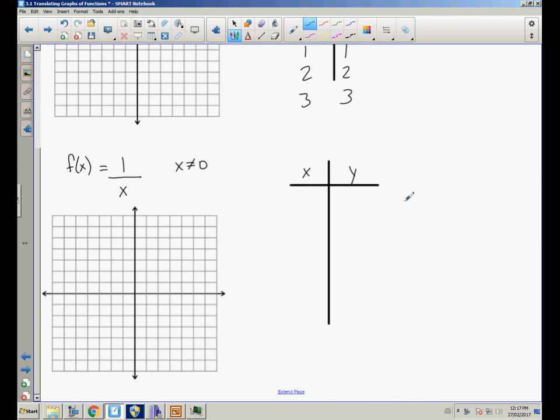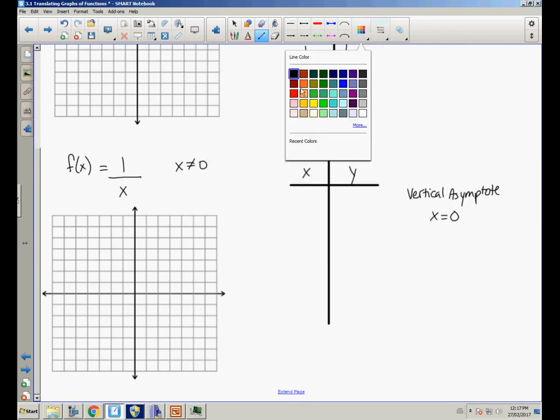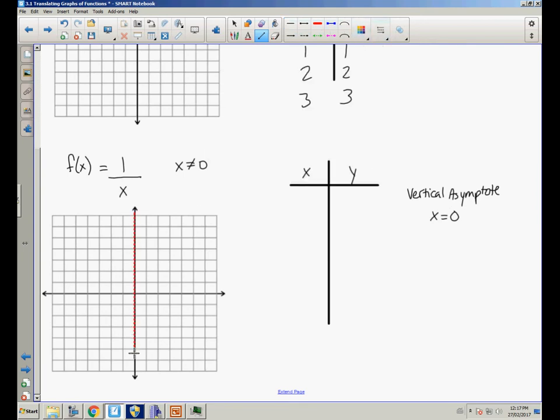So we're going to have a vertical asymptote, and the equation of that vertical asymptote is x equals 0. In my equation, if x equals 0, we'd have 1 divided by 0, and we can't do that. So we're going to draw our asymptote into this graph.